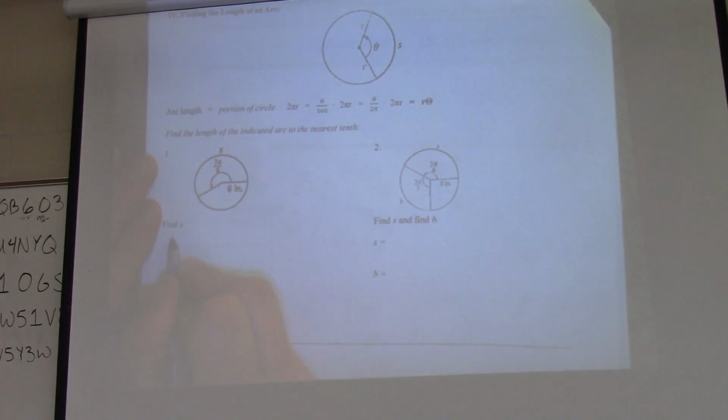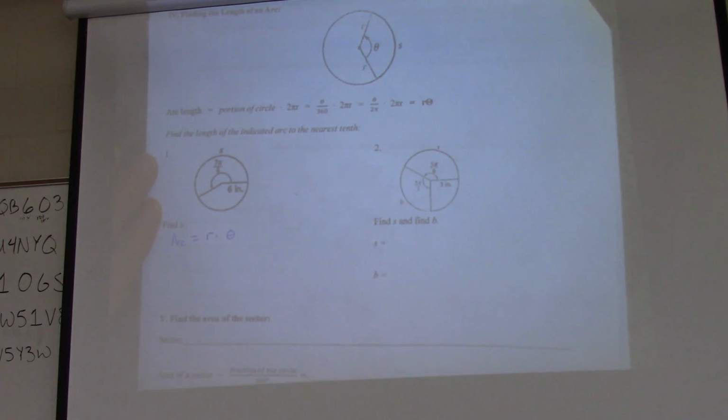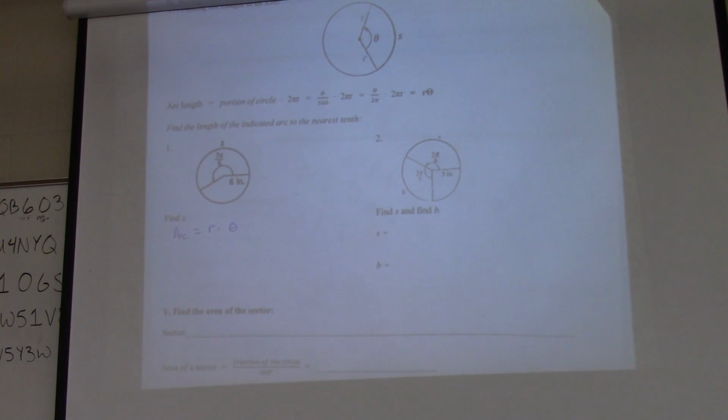Let's write it down here. So arc equals r times theta, that little symbol O with a circle in the sideways.